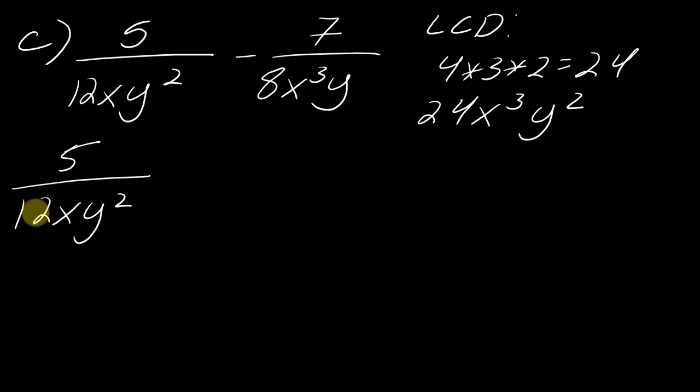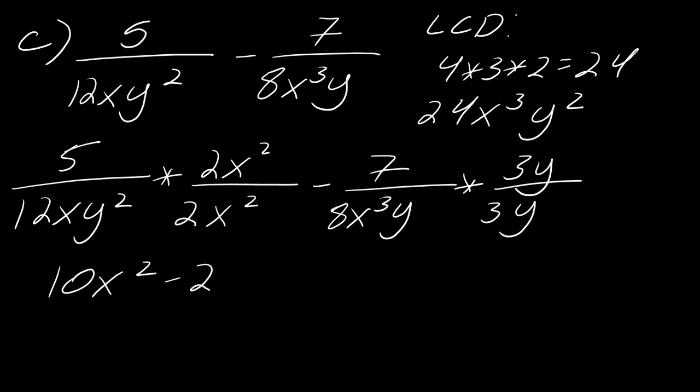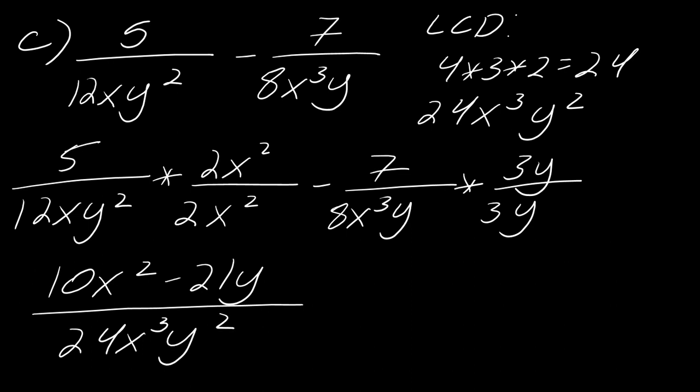So I've got 12xy squared. So what do I need to multiply that by to get to 24x cubed y squared? Well, I need to multiply that by 2 and x squared. Looks like it's what I'm missing. So that one gets multiplied by 2x squared. And the second one needs to get multiplied by 3y. Cool. So this will be 10x squared minus 21y over 24x cubed y squared.